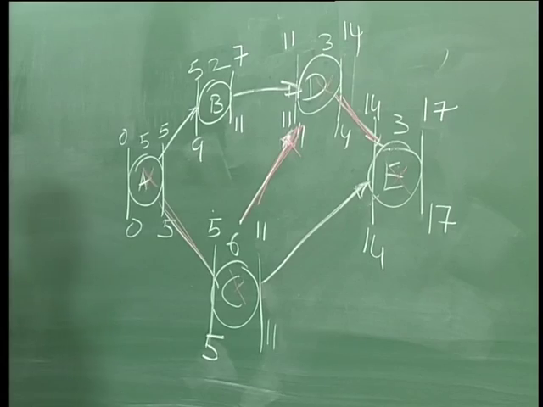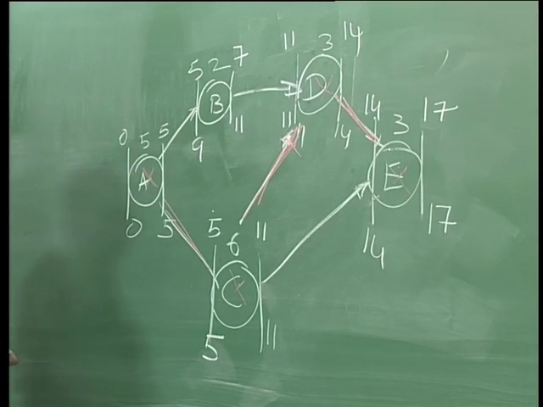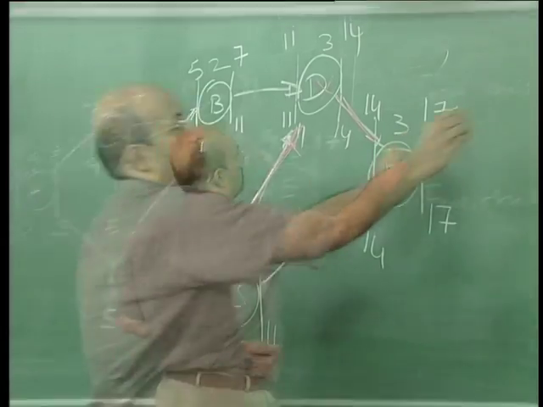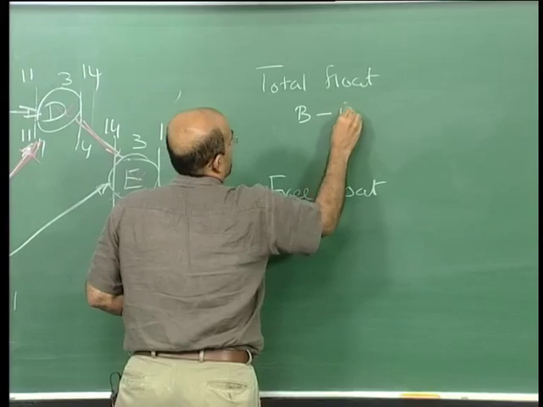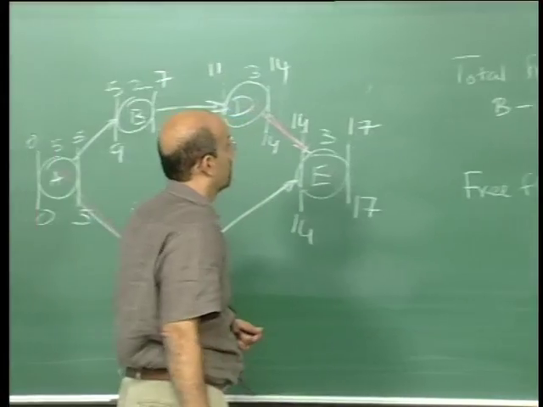We now go back and take B, so certainly it's B which has the float. What kind of float does B have? Total float. What about free float?